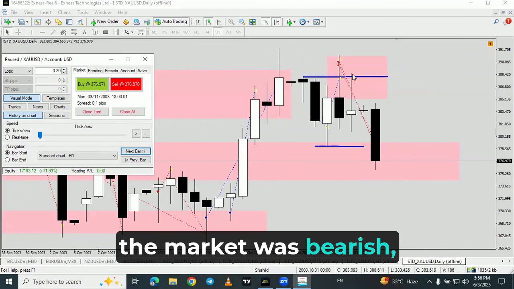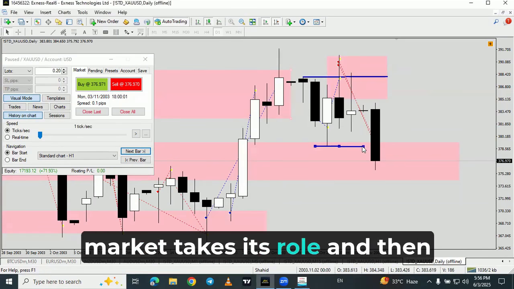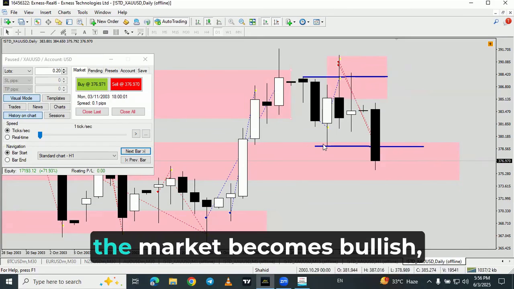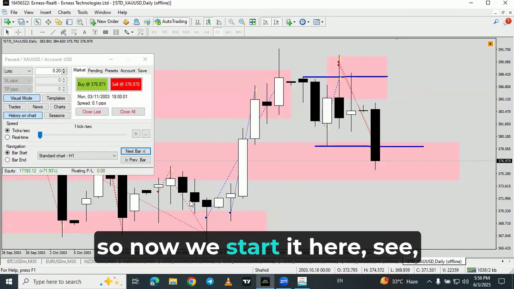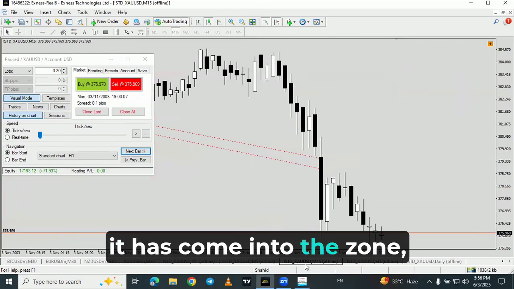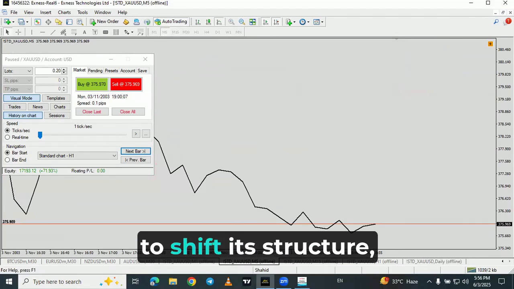The market was bearish. We were trying to target it. We were targeting that the market takes its role and then the market becomes bullish. So now we started here. See, this is the management. It is in our zone. It has come into the zone. So to come into the zone, we wait here for the market to shift its structure.